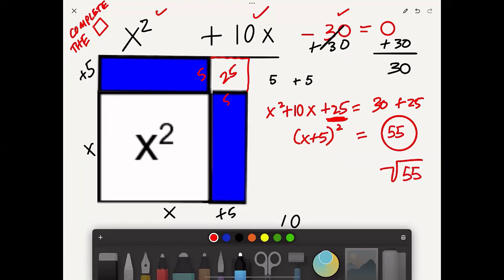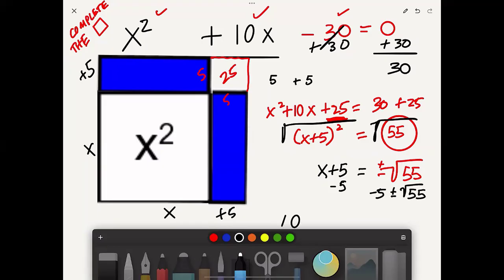Now, it's actually going to be plus or minus the square root, but if we take the square root of this side, we have to take the square root of this side. And so this is going to simplify to x plus 5 equals, and we're almost done. So all we have to do to finish this up is subtract 5 from both sides, and we get plus or minus the square root of 55. Now, that is our answer.